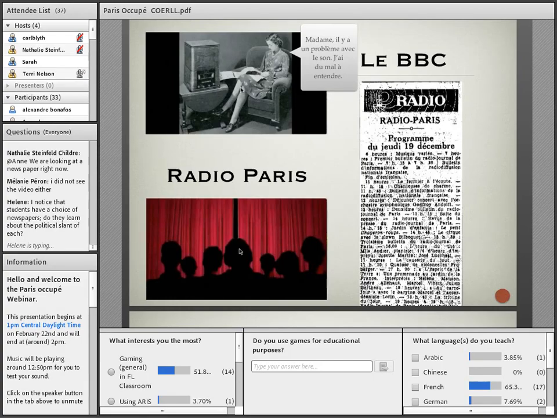And then the same thing with the BBC. It is leading them to actual news broadcasts. So if they listen to the news broadcast on December 25th of 1940, they actually get the news broadcast from that day. So it gives them that sense of being in time.